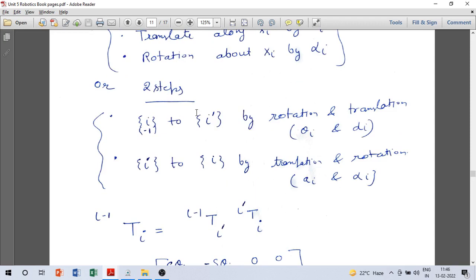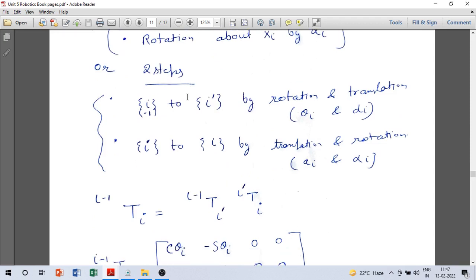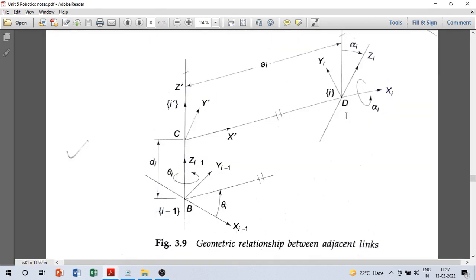Okay, or we can think of just 2 steps. Those 2 steps will be, okay, what is this? I have not written it clear. This is I minus 1 to I dash. That is one step: going from I minus 1 to I dash, and this includes the rotation and translation, theta I and di. You see that in this figure.